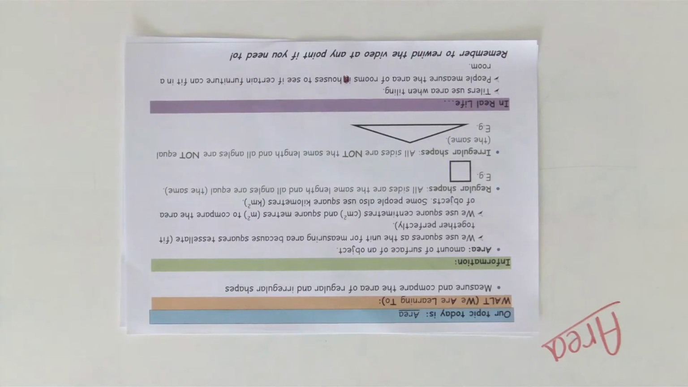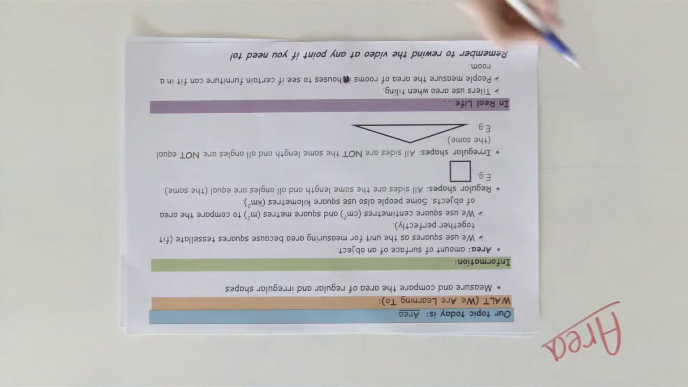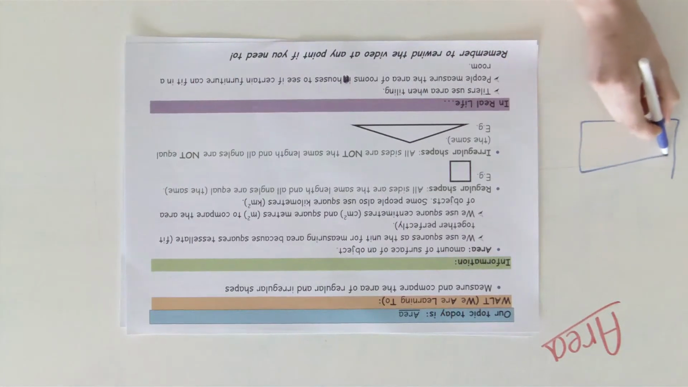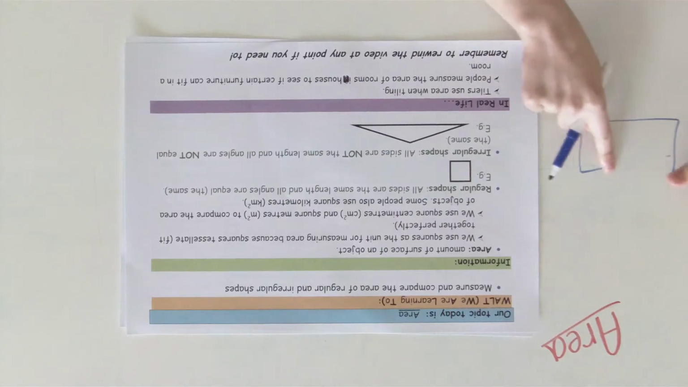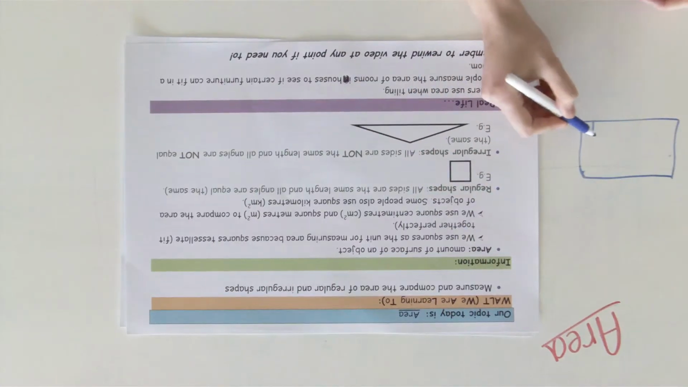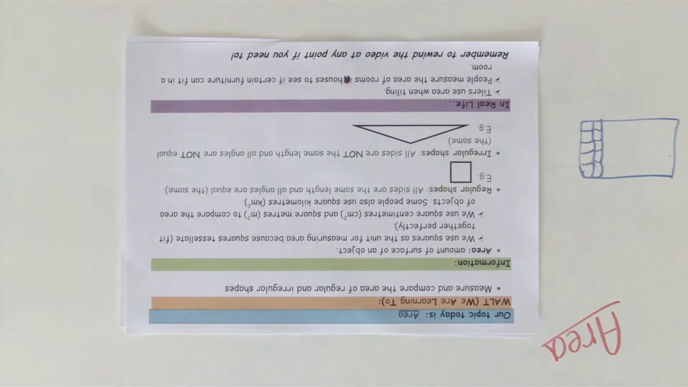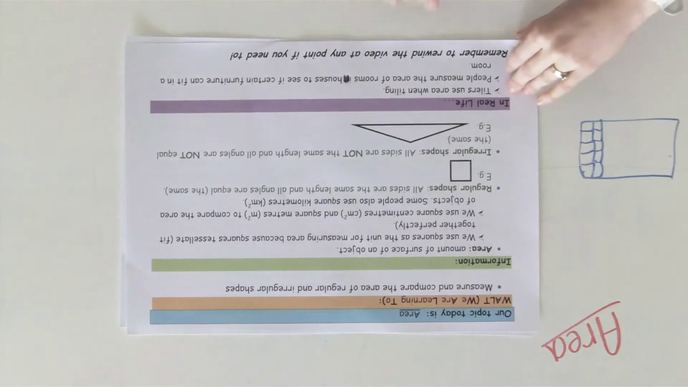So in real life, tilers use area when they are tiling. If you think about this, say this is a bedroom. Tilers use area because they have to work out how many tiles they'll need to fill up a room. So they can work that out by calculating the area of the room first, which is pretty awesome. People also measure the area of rooms in houses to see if certain furniture can fit in a room. They're just two examples, there are so many more. Please remember to rewind the video at any point if you need to.